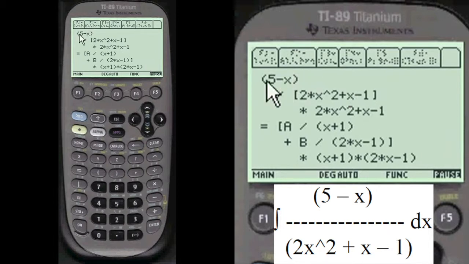So now we write on our paper the numerator, 5 minus x, divided by the denominator. And then we make the partials: a divided by x plus 1, which is the first fraction, and then b divided by 2x minus 1, which is the next partial. And then we multiply that times this so that we eliminate the denominator from the first part. I show you how to do that.